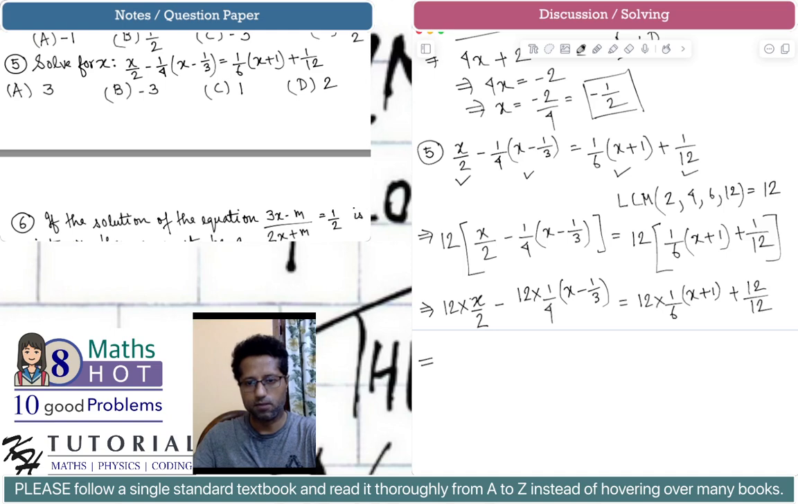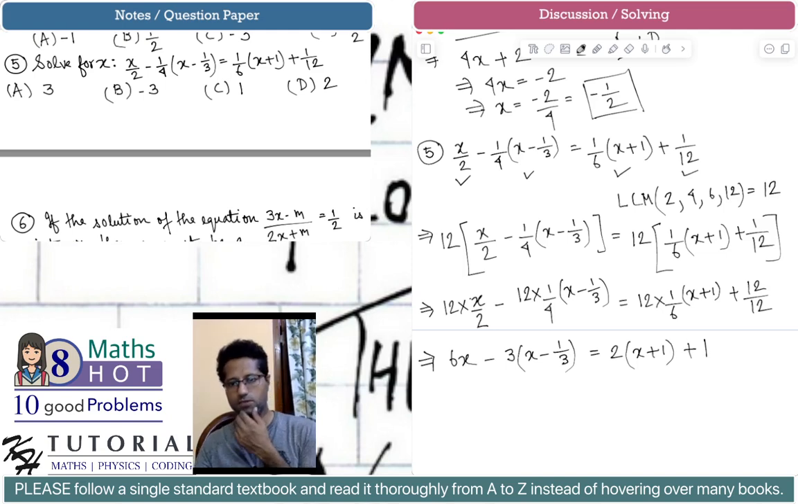So if you further do the products and simplify further, you will get 12 multiplied by x by 2 becomes 6x, and minus 12 by 4 into x minus 3 becomes 3 into x minus 1 by 3. On the right hand side, we get 2 into x plus 1 and plus 1. Even though we still have one rational term, that is x minus 1 by 3, you will see that it will also get converted into an integer, because we have the factor of 3.